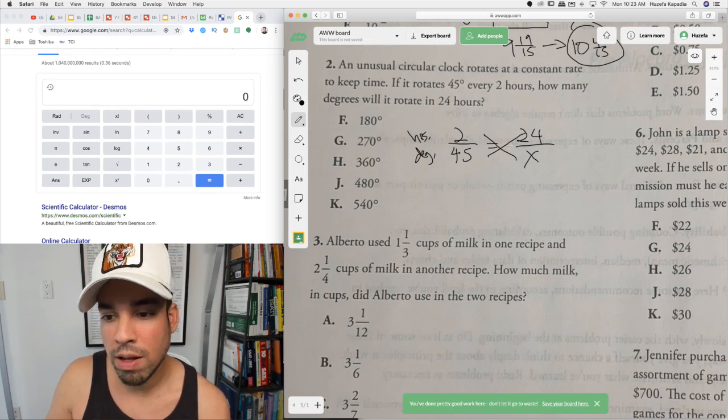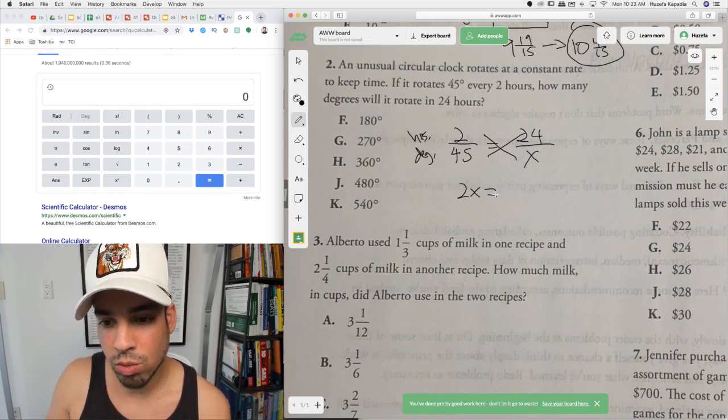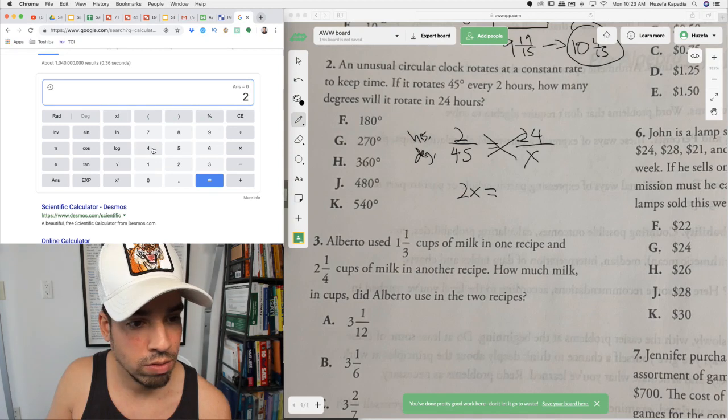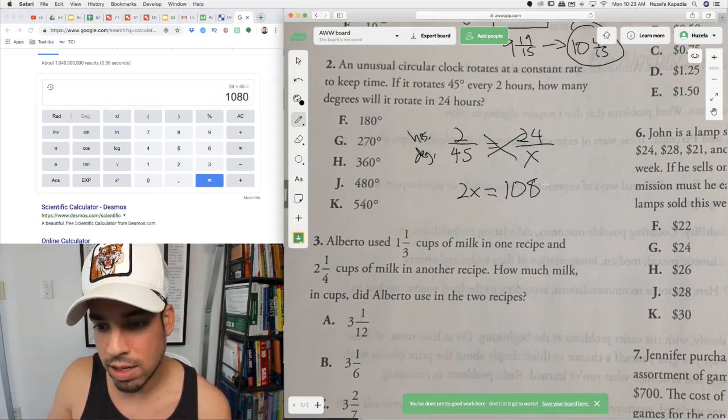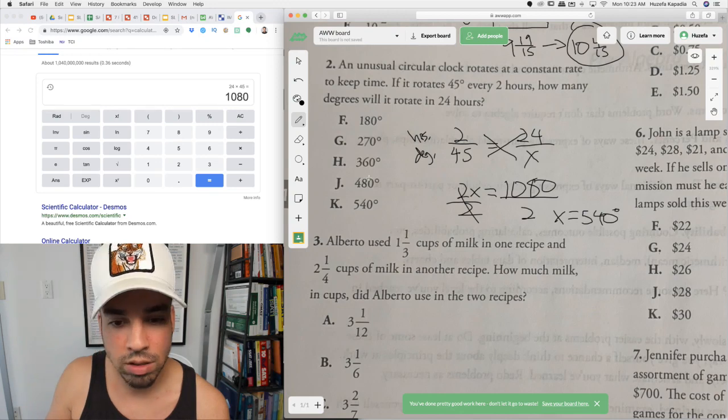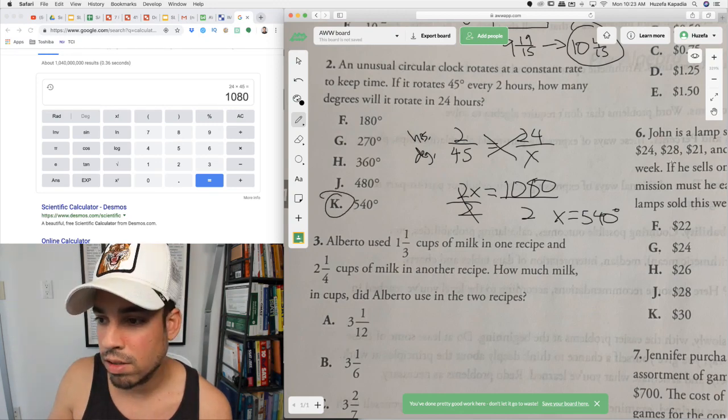Now we've got a proportion set up, which is pretty good. We can cross multiply. We get 2x equals 24 times 45. 24 times 45 is 1,080. And then we're going to divide both sides by 2. This I can do mentally. And we have 540 degrees. Next.